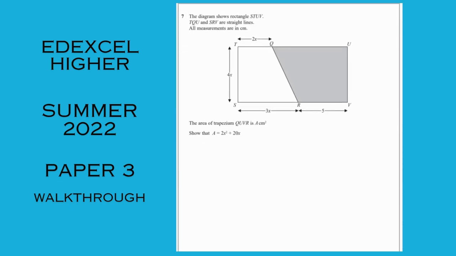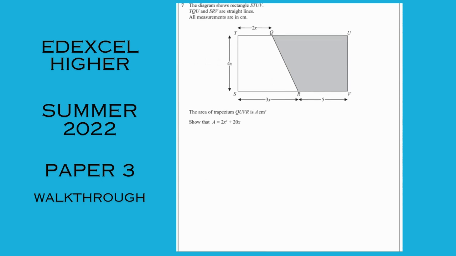Number 7, not a friendly looking one, but my advice would just be get stuck in. So the area of the whole thing, which is the rectangle, well, its length is 3x plus 5. Its height, width, whatever you want to call it, is 4x. And for area, you multiply them. So I'm getting 12x squared plus 20x for the whole thing.